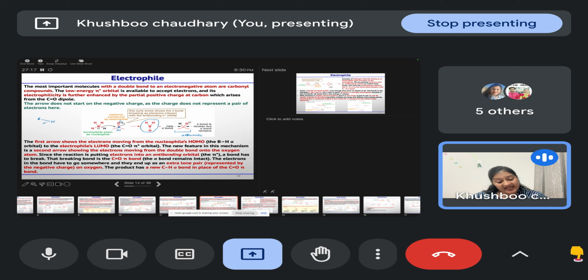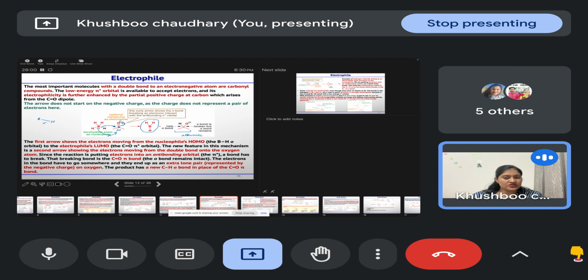So here the first arrow shows the movement of electrons from the boron hydrogen bond. Boron is showing negative charge, but the negative charge will not participate in this reaction. Instead, boron hydrogen sigma electrons are participating. So we should not move arrows from the negative charge, but from the sigma bond that is participating in the reaction. The first arrow shows the movement of electrons from the sigma bond towards the positively charged carbonyl carbon, and then the second arrow moves the electrons from the pi bond towards the oxygen.